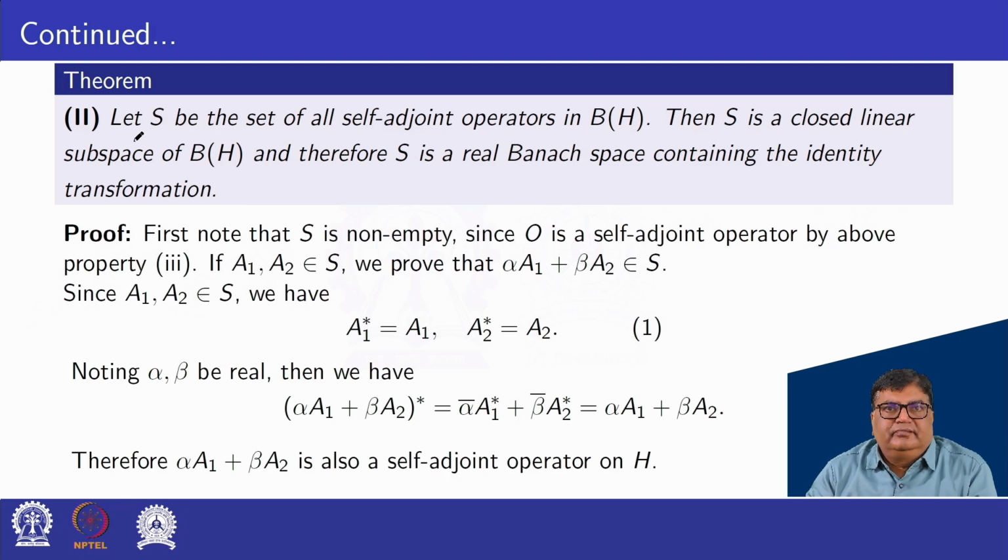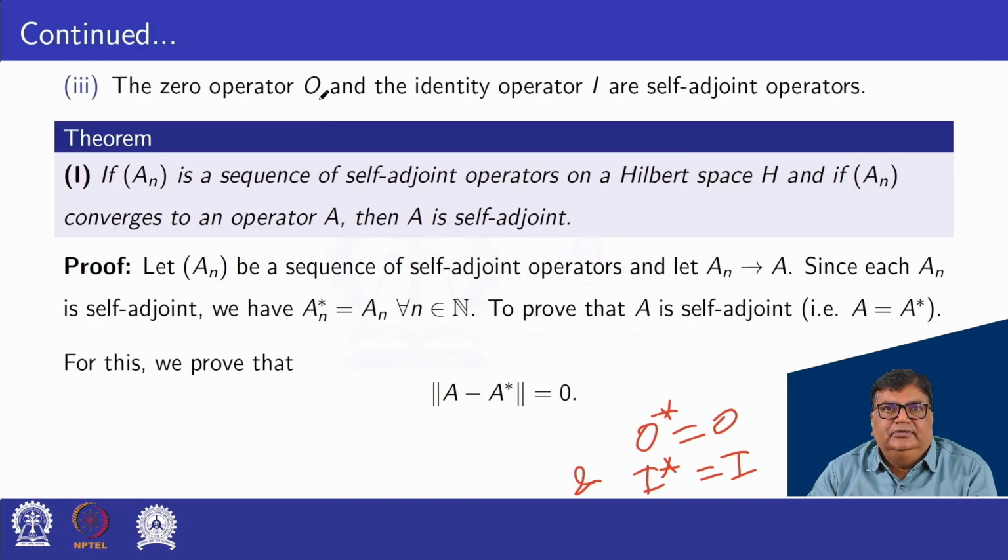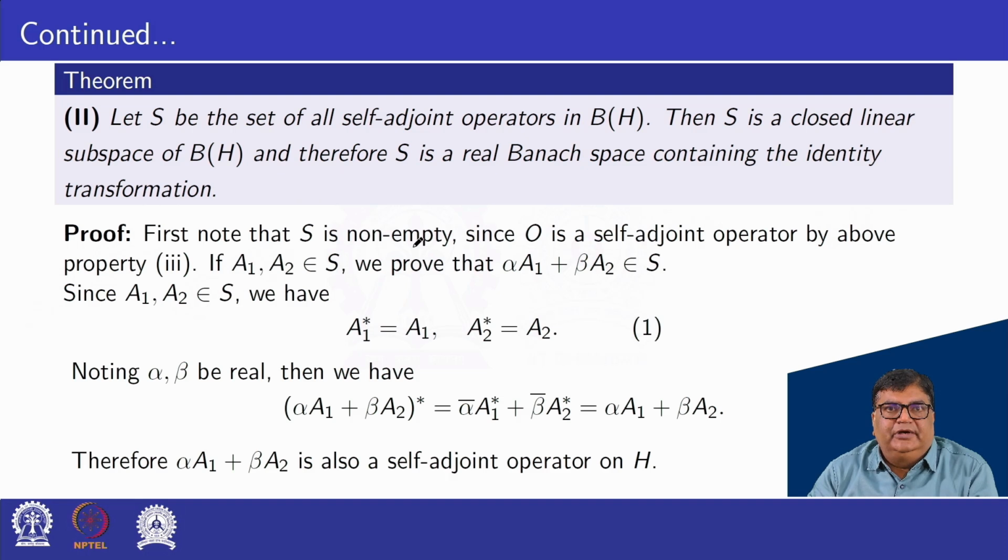Next theorem. Let S be the set of all self-adjoint operators in BH. Then S is a closed linear subspace of BH, and therefore S is a real Banach space containing the identity transformation. Proof. First note that S is non-empty. Since O is a self-adjoint operator by the above third property, S is non-empty.